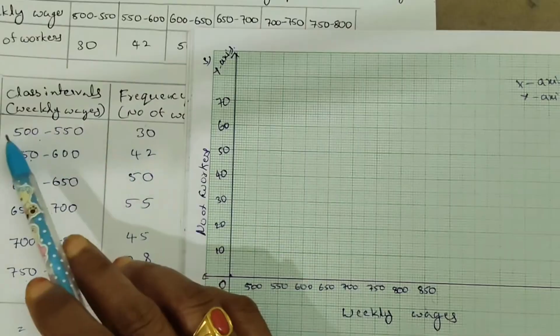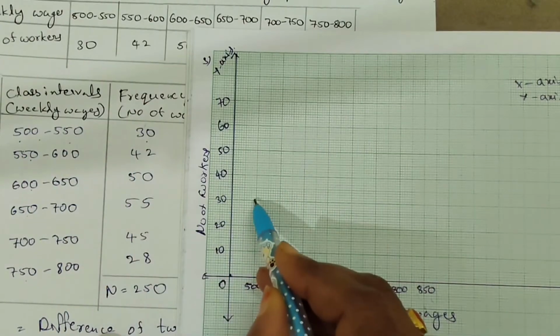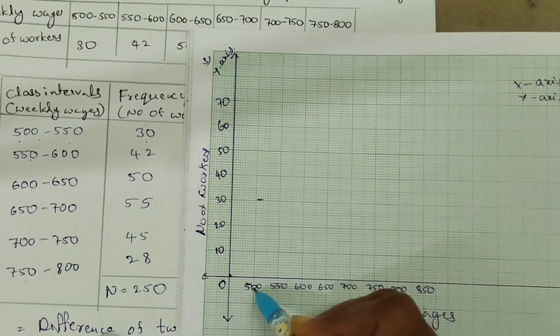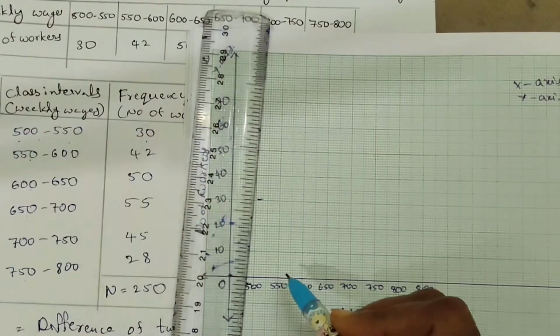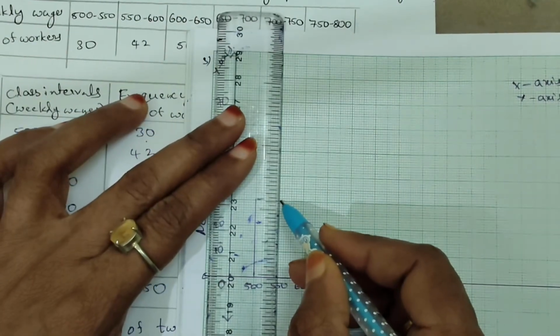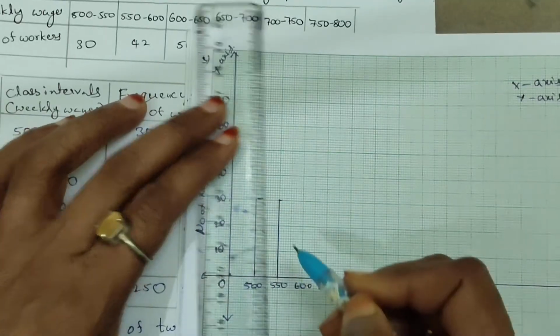Here 500 to 550 is 30 members. So take 30 on the y-axis for frequency. Here, 500 to 550. Now here we draw the histogram. We draw the lines here.